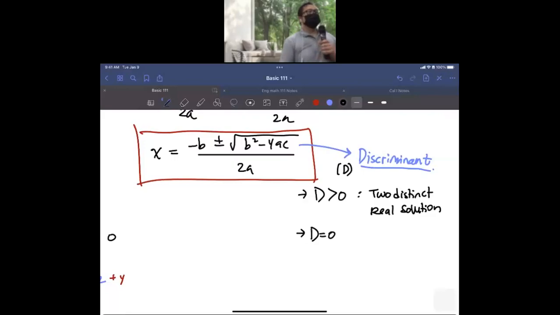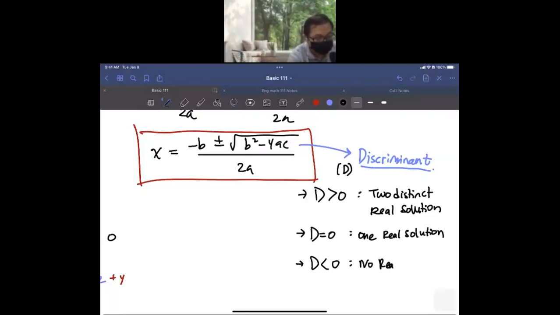And if D is 0, well, you can imagine D is 0, which means we can erase the whole square root, right? So the answer is just minus b over 2a. So it's only one solution, right? Okay, only one real solution. And if D is less than 0, no real solution, right? It's imaginary. So we can just write no real solution.